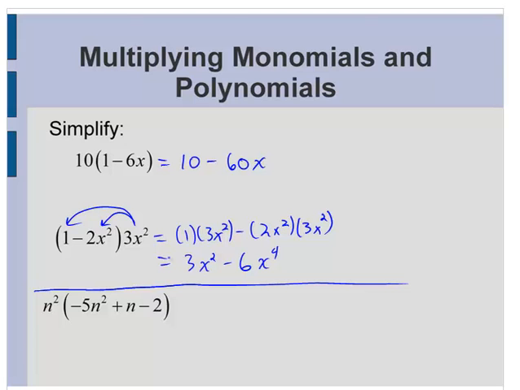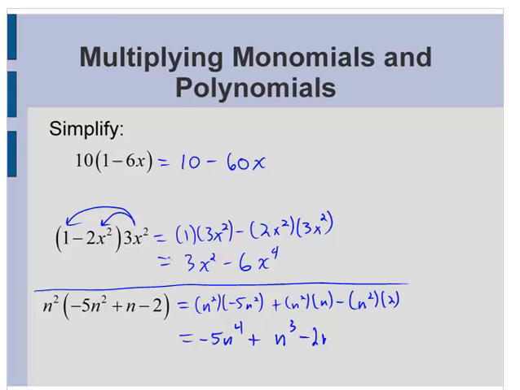n squared by negative 5n squared plus n minus 2. Applying the distributive property, n squared by negative 5n squared plus n squared by n minus n squared by 2. n squared times negative 5n squared, well, that's 1 times negative 5, negative 5n to the 4th power, plus n squared times n is n cubed, minus n squared times 2 is 2n squared.